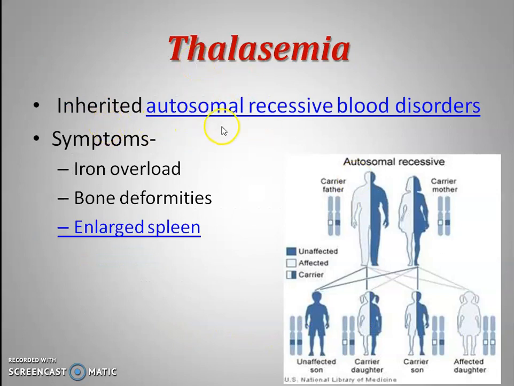Thalassemia, an inherited autosomal recessive blood disorder. Symptoms are iron overload, bone deformities, enlarged spleen.